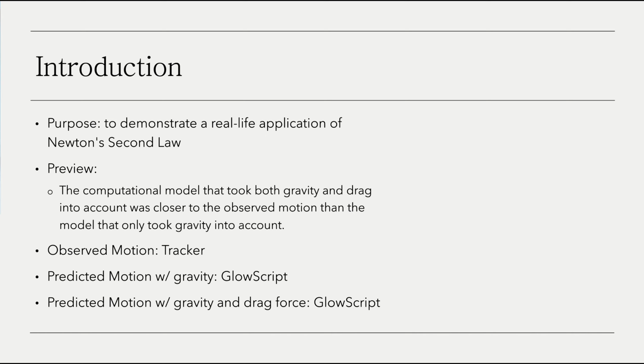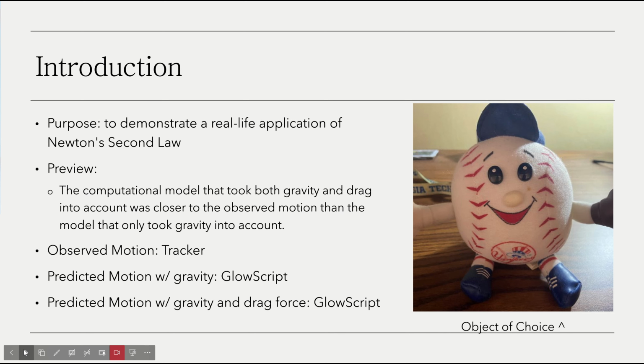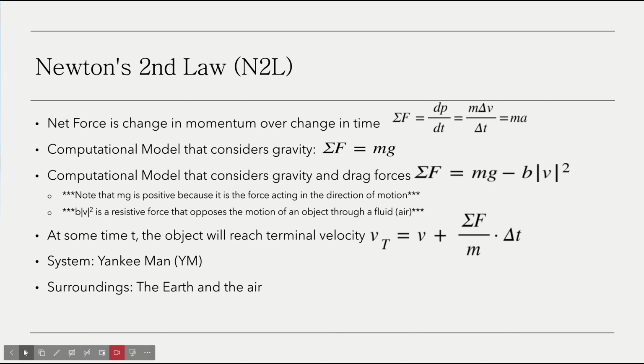We will find out, though, that the computational model that took both gravity and drag forces into account was closer to the observed motion than the model that only took gravity into account. We will record the observed motion using Tracker software, and we will develop computational models for the predicted motions with gravity and drag force using GlowScript. And the object of choice is none other than Yankee Man. There he goes.